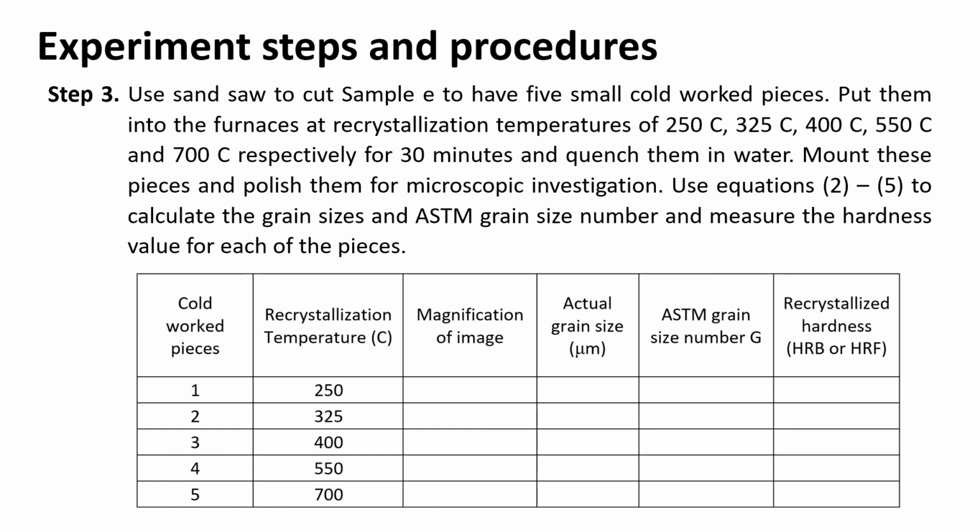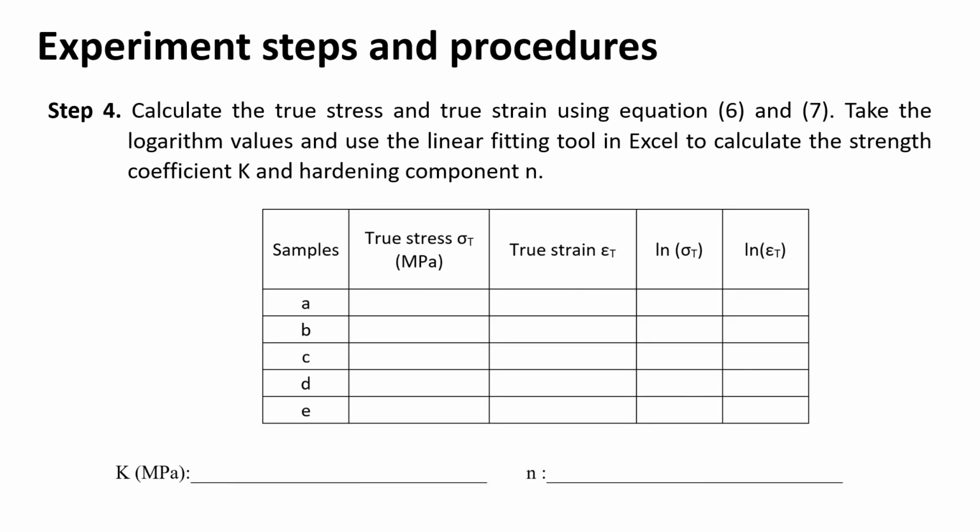Mount these pieces and polish them for microscopic investigation. Use equation 2 and 3 to calculate the grain size and ASTM grain size number and measure the hardness value for each of the pieces. Step number 4. Calculate the true stress and the true strain using equations 6 and 7. Take the logarithm values and use the linear fitting tool in Excel to calculate the strength coefficient K and hardening exponent N.